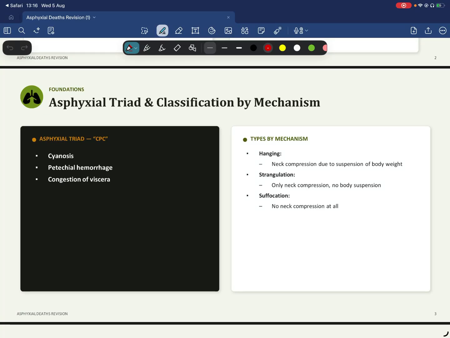Starting off with asphyxia, we have the asphyxial triad, which can be remembered by the mnemonic CPC: cyanosis, petechial hemorrhage, and congestion of viscera. The types by mechanism: hanging, which involves neck compression due to suspension of the body weight. Strangulation is only neck compression and there is no suspension of the body weight. And suffocation is asphyxia where there is no compression of the neck at all.